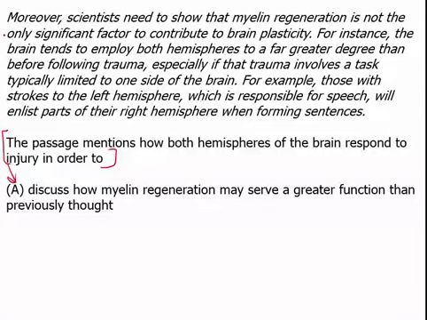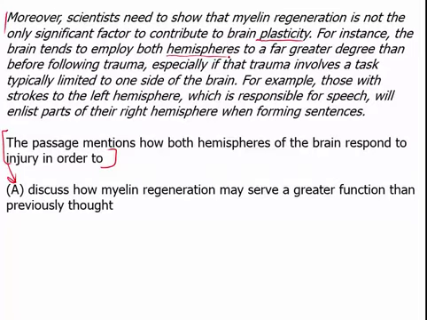Well, read the sentence here. "Moreover, scientists need to show that myelin regeneration is not the only significant factor to contribute to brain plasticity." It's not all about myelin regeneration. It's also about hemispheres. So plasticity can be defined as how well the two hemispheres work together. And so therefore, he mentions how the hemispheres of brains respond to injury to show that they can also be a measure of plasticity in the brain.